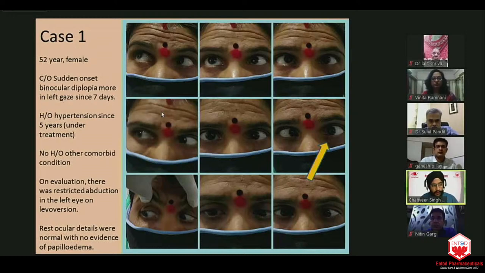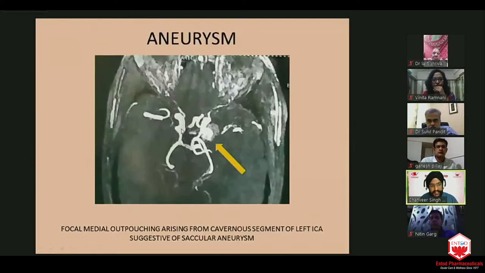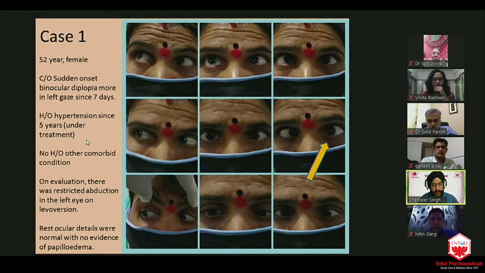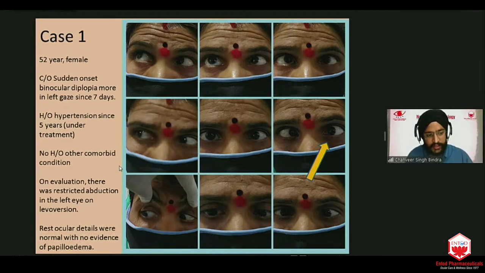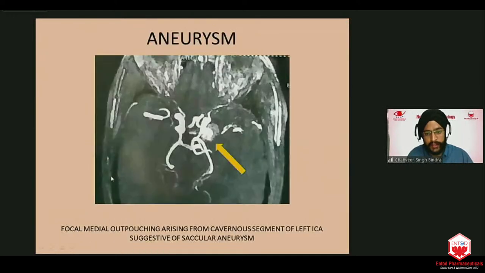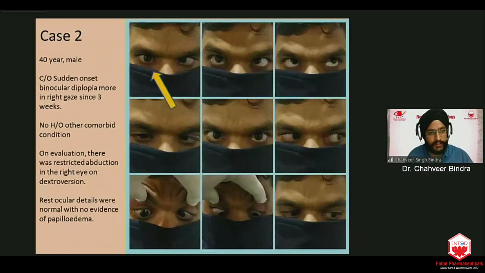This is a 52-year-old female who came with sudden onset binocular diplopia, more in left gaze, since 7 days. There was a history of hypertension since 5 years, under treatment. There was no history of other comorbid condition. On evaluation, there was restricted abduction in the left eye on levoversion. The rest of the ocular movements were normal with no evidence of papilledema. On MR angiography, an aneurysm was revealed. There was a focal medial outpouching arising from the cavernous segment of the left ICA, and it was a saccular aneurysm.